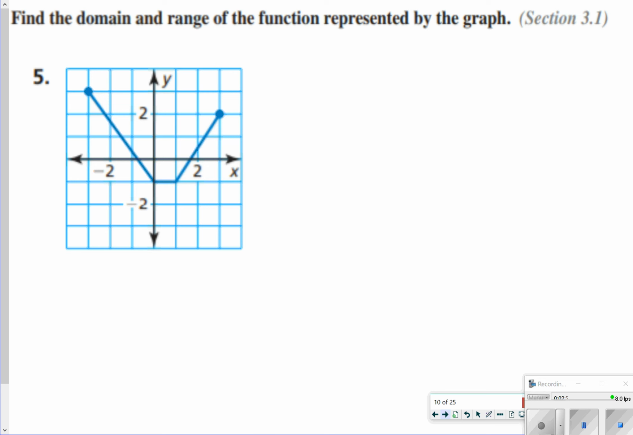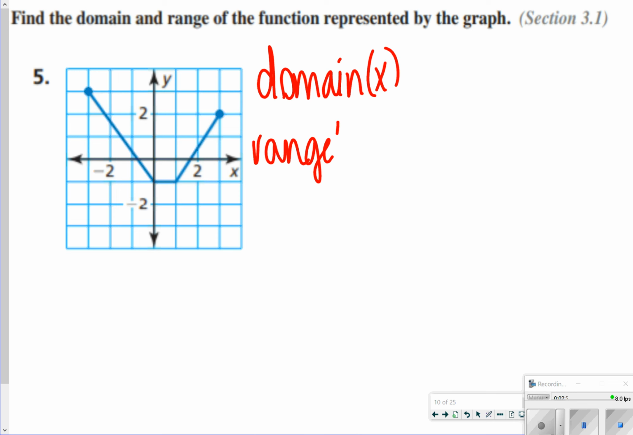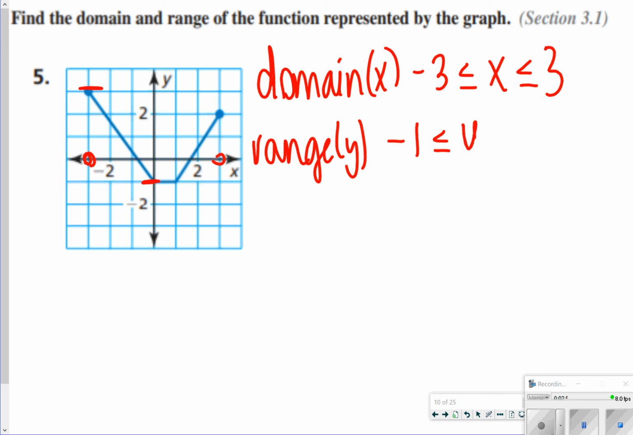For number 5, this one's a little bit more cut and dry. The domain is going to be a range here, or an interval, and same thing for the range. The domain is anywhere from -3 to +3. So -3 is less than or equal to x, which is less than or equal to +3. And then the y, or the range, would be anywhere from -1 to +3. So -1 is less than or equal to y, which is less than or equal to 3. Okay?